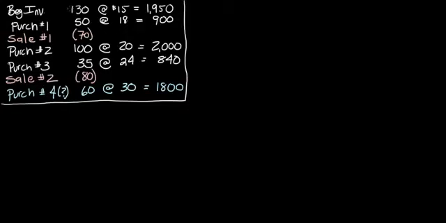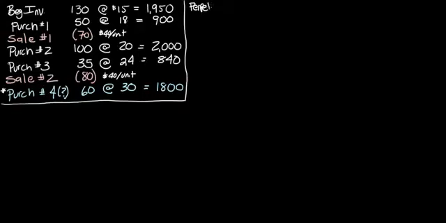I've actually replicated some of the data from the case in this video, and you can see that we have a beginning inventory of 130 units at $15 a piece. We purchased another 50 units at $18 a piece. We had a sale of 70 units. All sales are at $40 a piece, and that's also true for this second sale, at $40 per unit. We had another purchase of 100 units at $20 a piece, a third purchase of 35 units at $24 a piece, and we're actually contemplating making a fourth purchase in the year, and we're wondering how it might affect our financial statements.